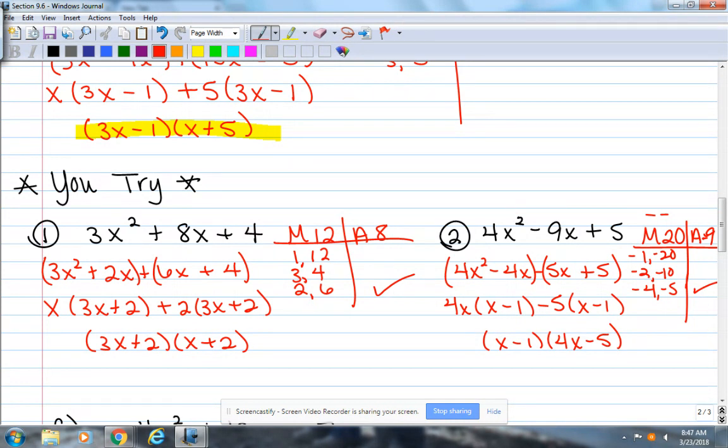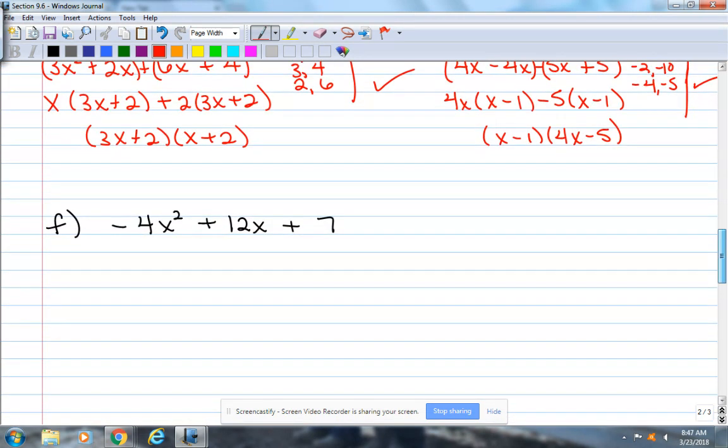Any questions about those? Okay, so the last thing I want to talk to you guys about is if there is a negative leading term. What to do when there's a negative leading coefficient. I have a simple solution. I'm going to factor out a -1, okay? So factoring out a -1 is the same thing as dividing everything by -1.